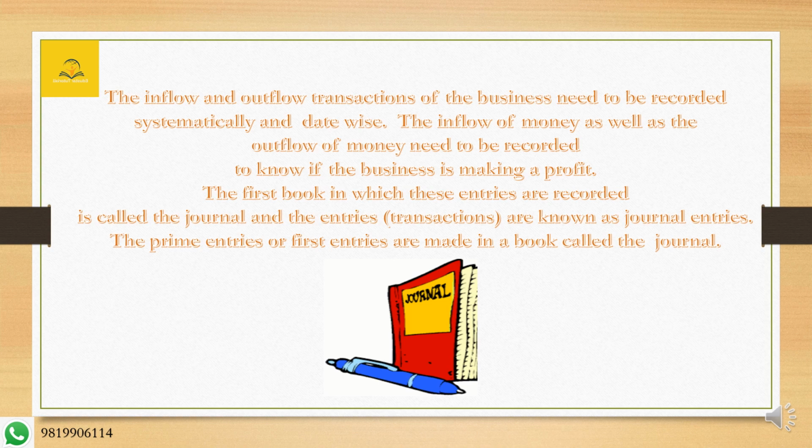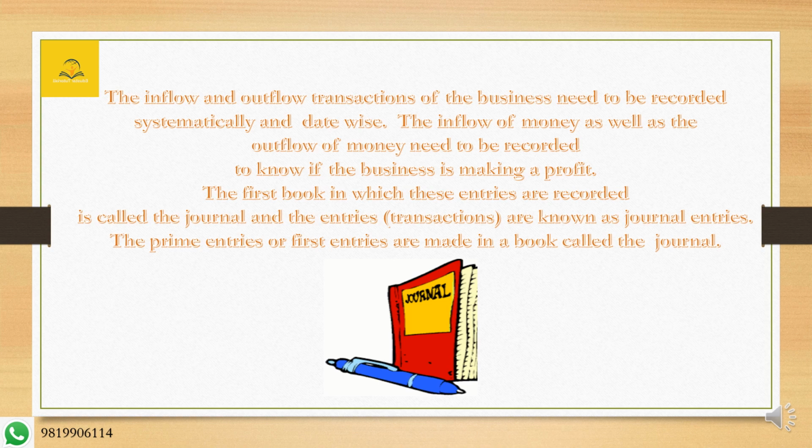The inflow and outflow transactions of the business need to be recorded systematically and date-wise. The inflow as well as the outflow of money need to be recorded to know if the business is making a profit. The first book in which these entries are recorded is called the journal, and the entries are known as journal entries. The prime entries or first entries are made in a book called the journal.